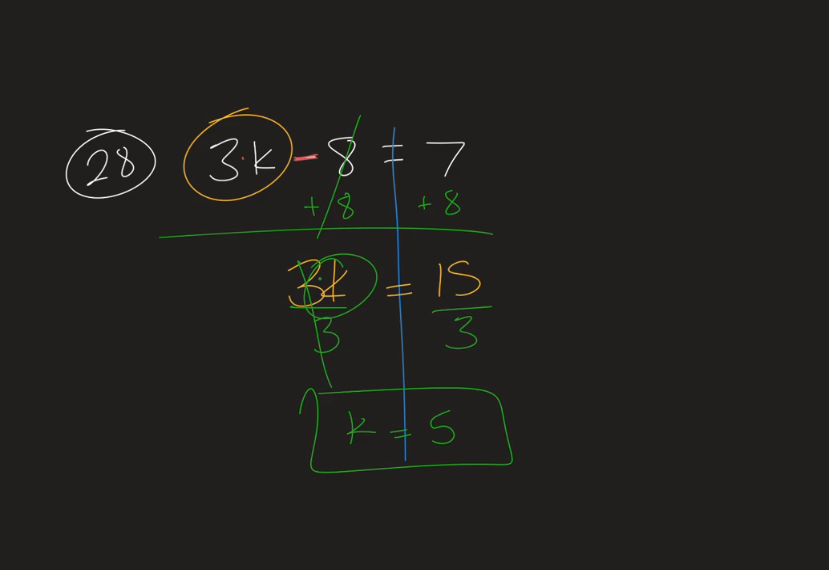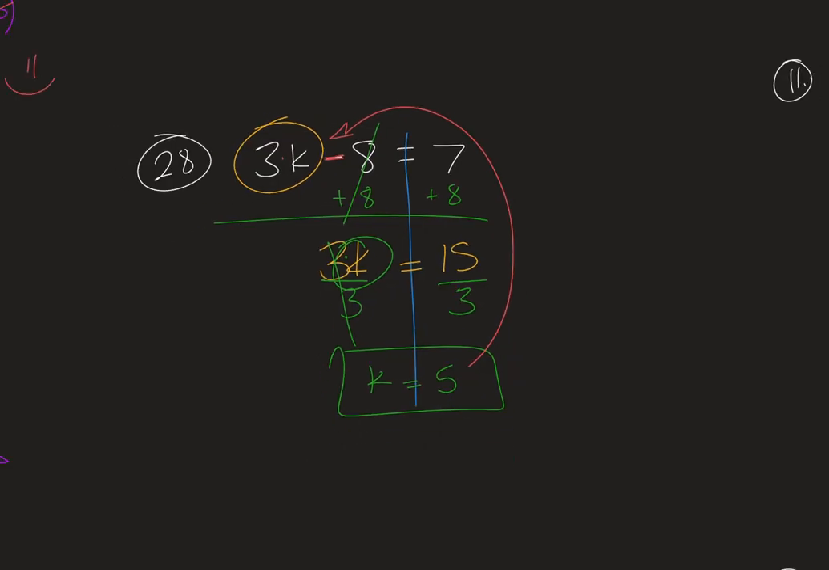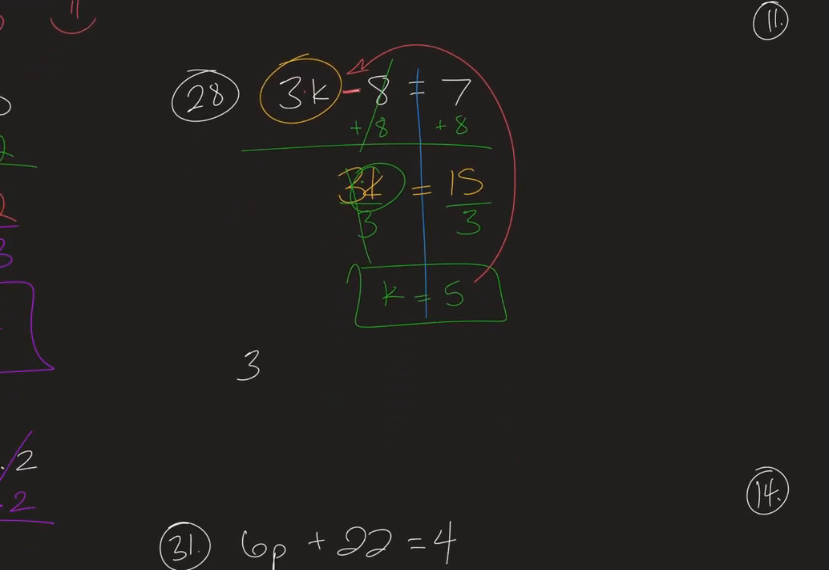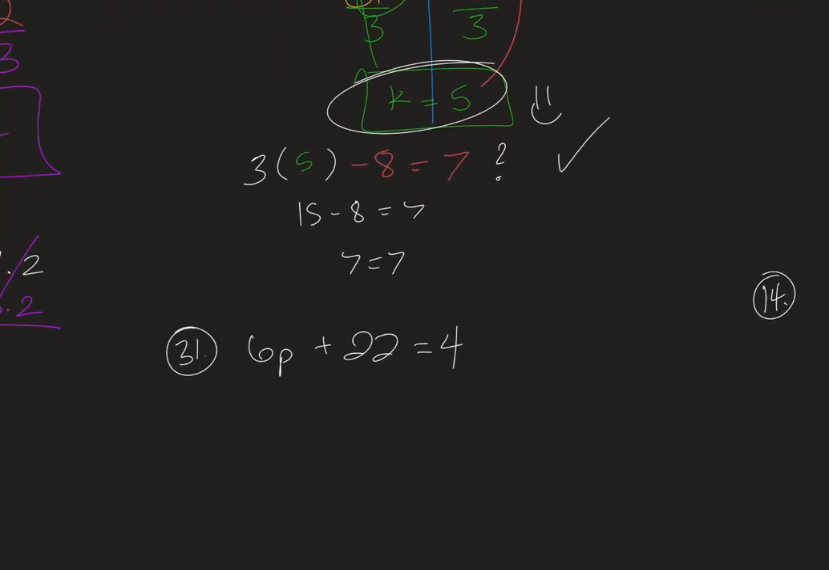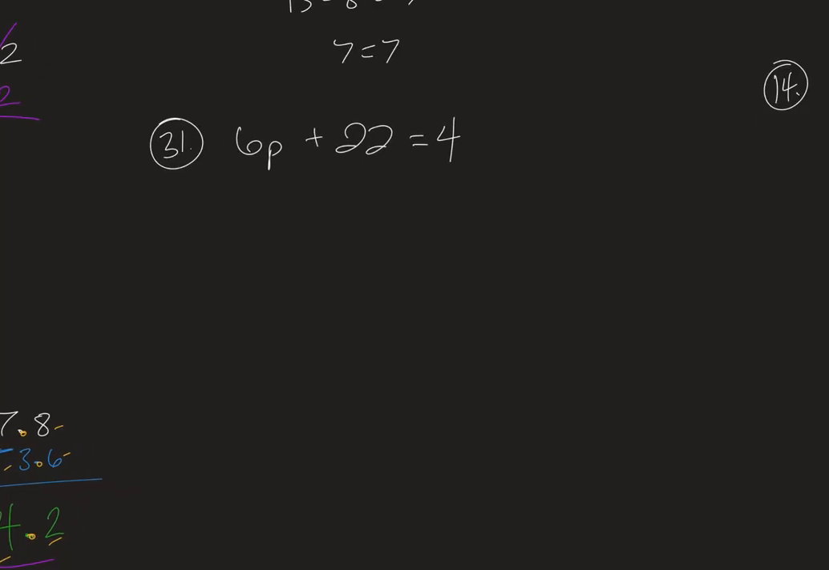So we're going to plug that in to see if we're right. Take this k, plug it in right there, and let's do that. 3 times 5. Well, it used to be k, but now we know k is 5. Minus 8 equals 7. Well, what we're really wondering is, is that true? So 15 minus 8, yeah, that is 7. So we're happy with that answer. K does equal 5.